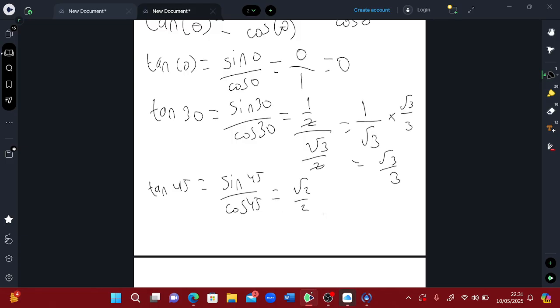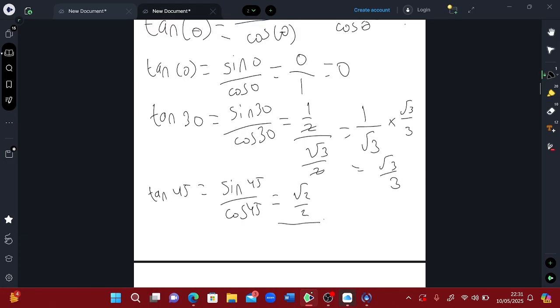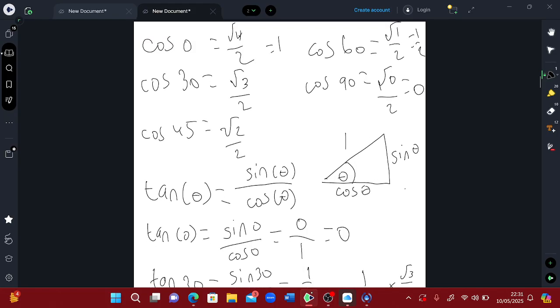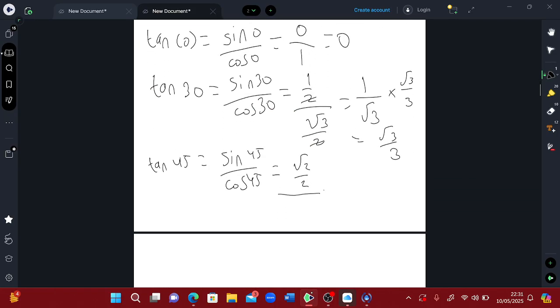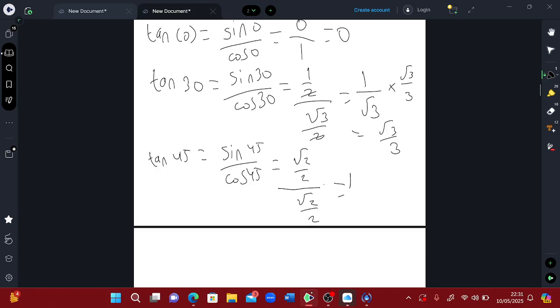And we know that cos 45 is root 2 over 2 as well. So actually, they're the same. Divide by the same number, you just get 1. Okay. So tan 45 is 1.